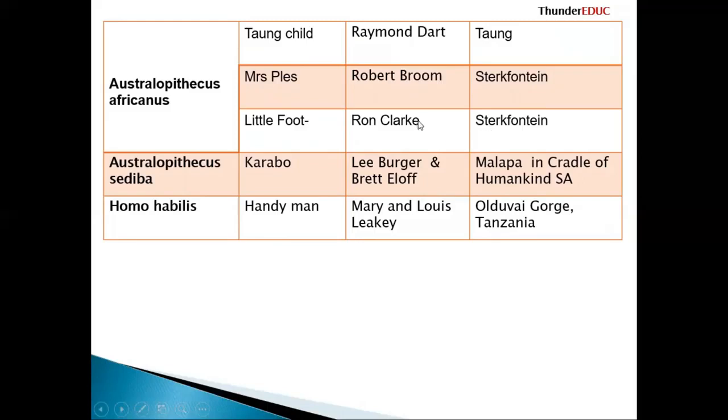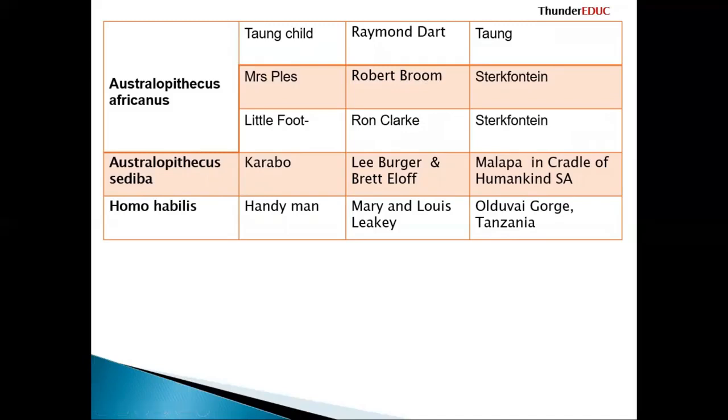So sometimes you can ask a question: give two Australopithecus africanus species found in Africa or found in South Africa. Then you can name Taung Child, Mrs. Ples, and Littlefoot. Sometimes you can ask which one of the following is known to be an Australopithecus africanus species? Then you say Taung Child, Mrs. Ples, Littlefoot, and then Karabo. Because Karabo is also Australopithecus, but it doesn't mean that it is Australopithecus africanus.